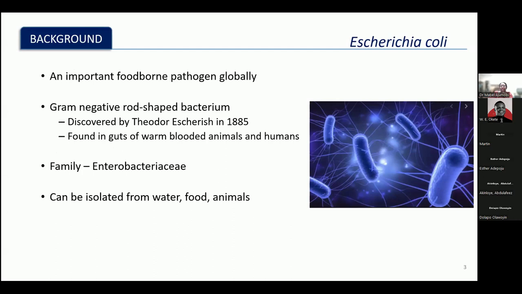Escherichia coli, also known as E. coli, is an important zoonotic foodborne pathogen worldwide. This gram-negative bacteria, which resides in the guts of warm-blooded animals and humans, was discovered in 1885 by Theodor Escherich, a German pediatrician. E. coli can be isolated from food, water, soil, animals, amongst others.